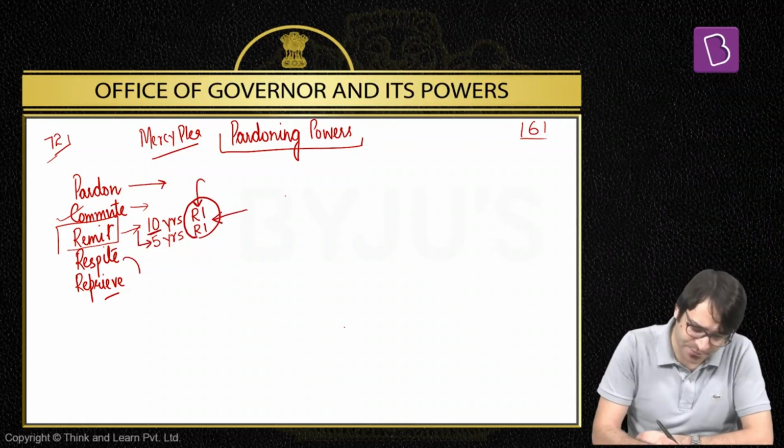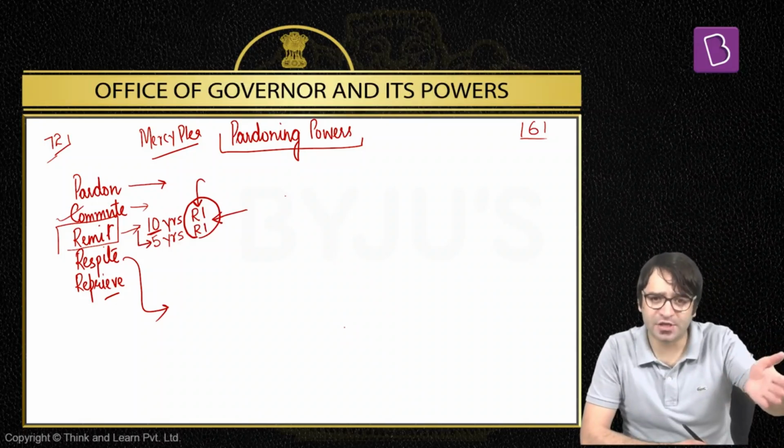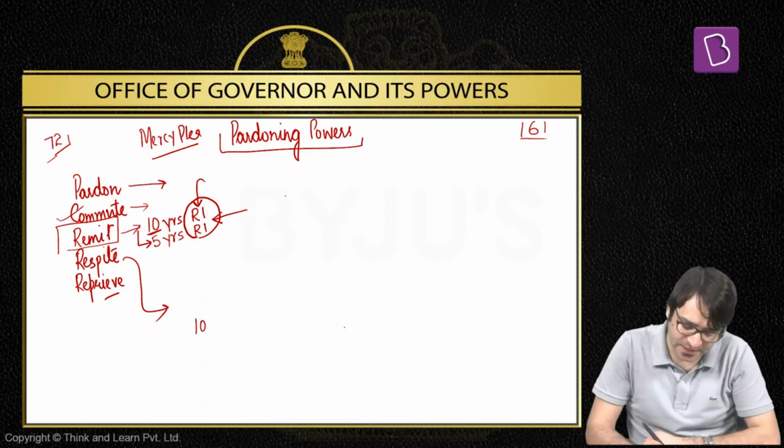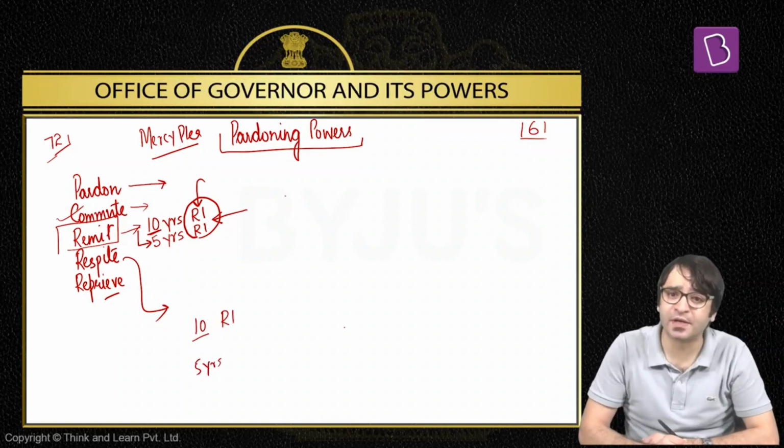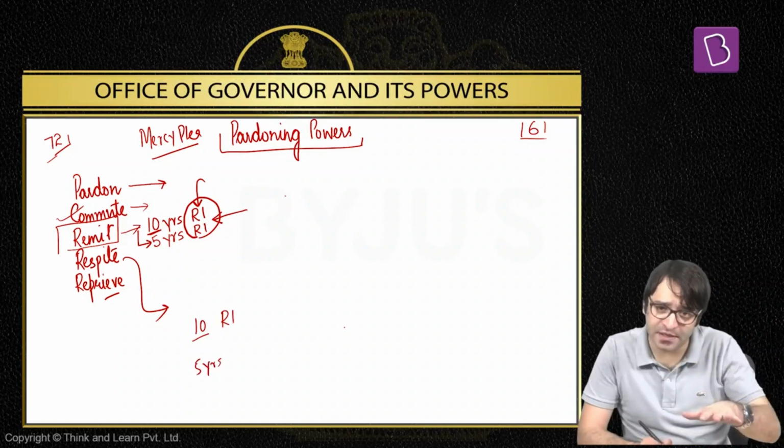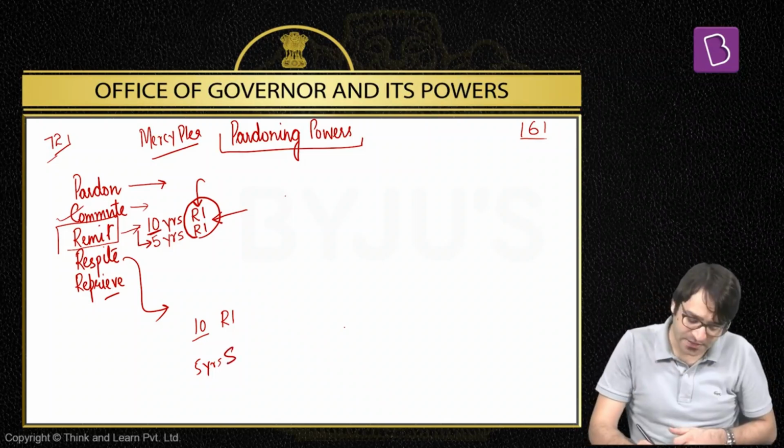But then there is respite. Respite is, for example, there is a pregnant woman who has been sentenced to jail, but because of her pregnancy, her 10 years have been reduced to 5 years. But she was sentenced to 10 years of rigorous imprisonment. Now her jail term is reduced to 5 years, but character also has changed. Now this rigorous imprisonment becomes simple imprisonment. It is because she was pregnant.